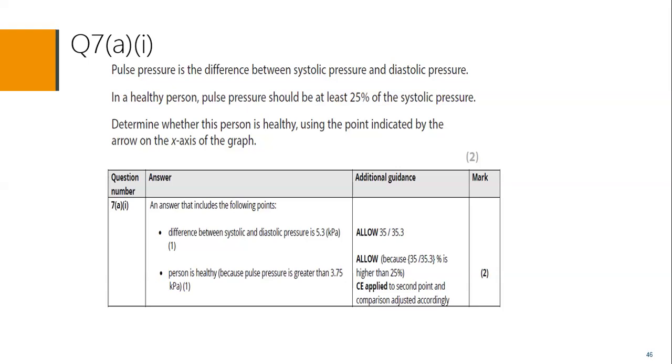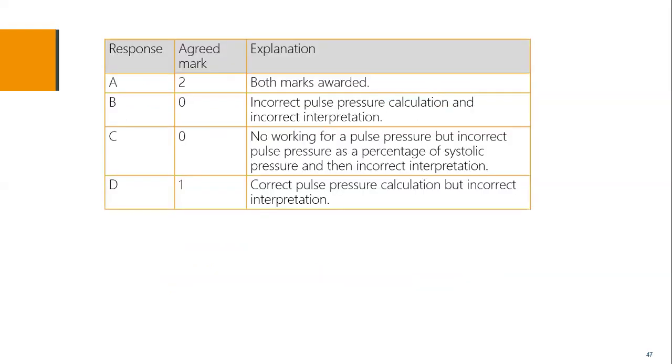We will move on and have a look at this because it is quite straightforward. Right, so for the first one, it got both marks. They calculated the pulse pressure and 25% of the systolic pressure and made the correct interpretation. So it gets both marks.